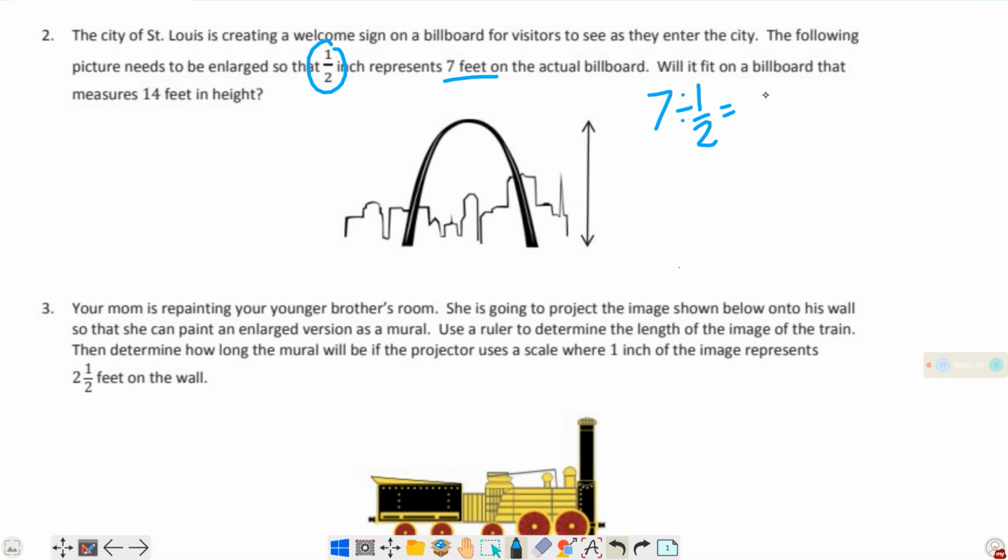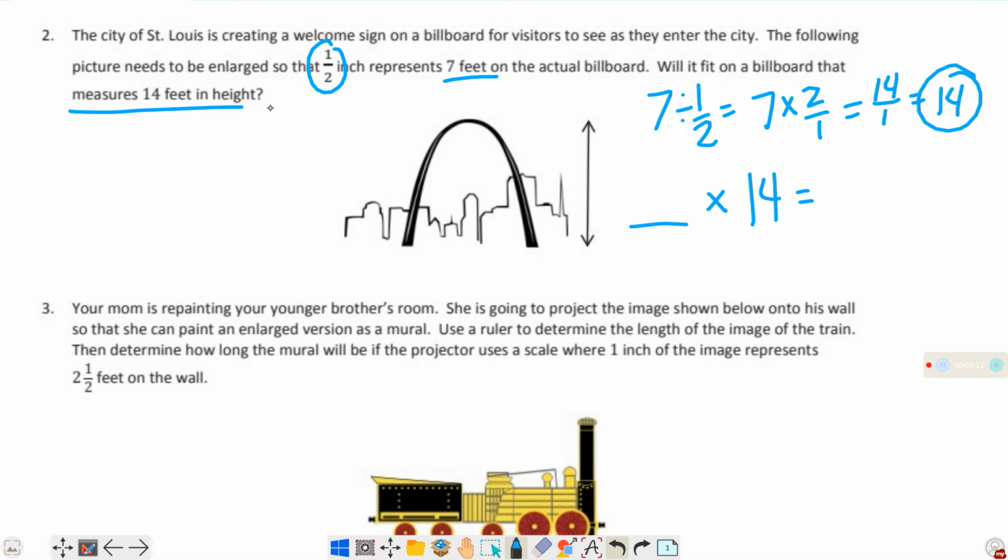Dividing by a fraction means we flip it and multiply. 7 times 2 is 14. And 14 divided by 1 is just 14. With our ruler, we are going to measure this height. Whatever that measurement is, you're going to multiply by that scale factor of 14. And that will tell you how tall it will be on the billboard.